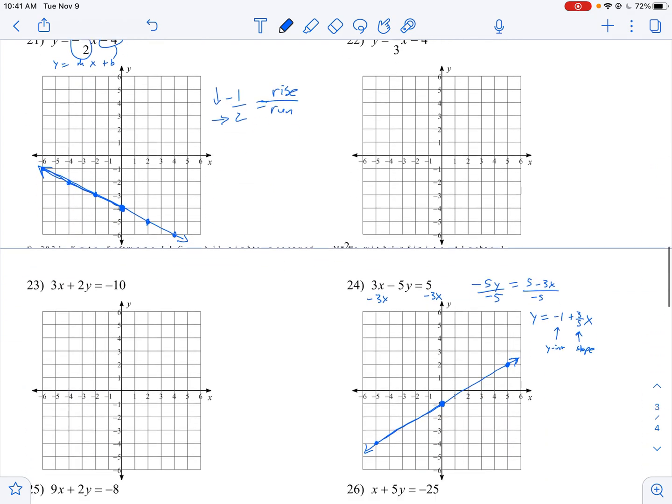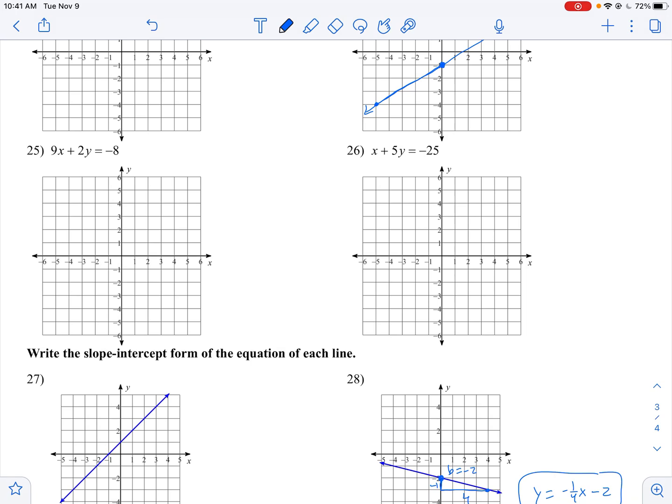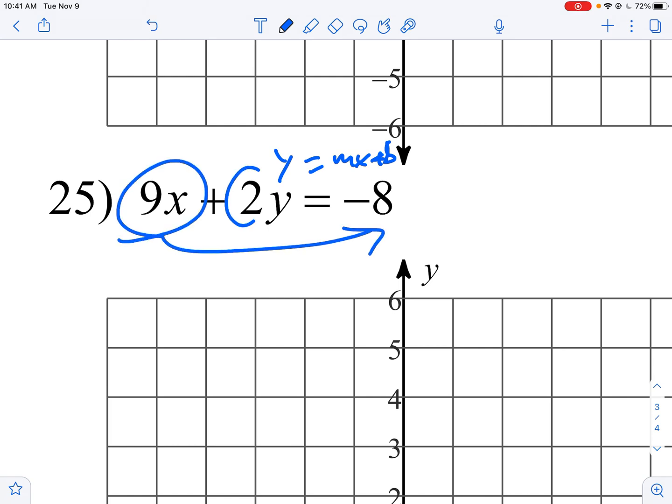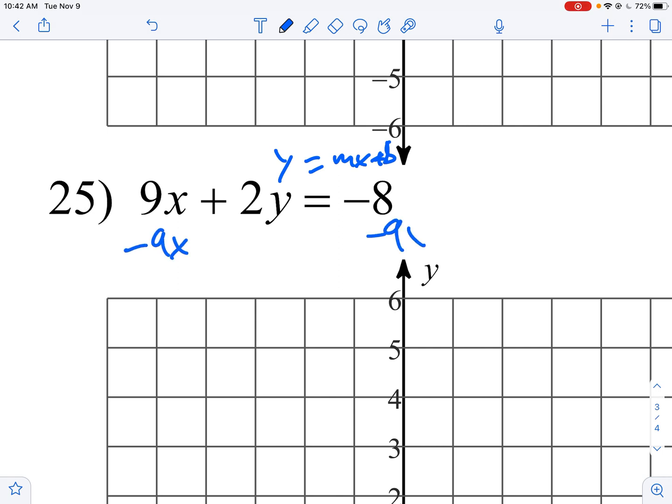So now we've seen a few of them. Let's jump to one that's a little bit trickier, like 25. This one is in standard form, not slope-intercept form. We still need to get y all by itself. We want it to be y equals mx plus b, so we can graph it. We need to get this on the other side, so y can be by itself. Well, how do you get rid of a 9x? Positive 9x. You got to subtract it. So subtract some 9x, subtract some 9x.